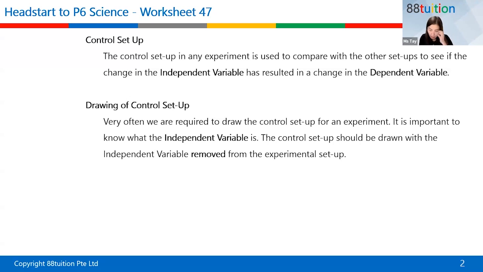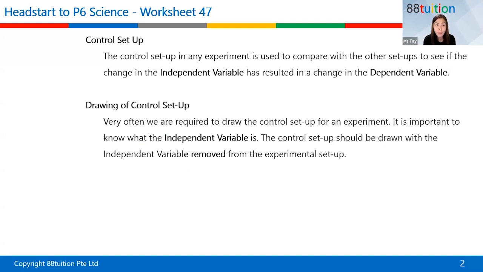All right. So drawing of the control setup sometimes is required. Sometimes you're not required to draw. You need to know how to draw. In order for you to be able to draw the control setup, you must know what is the change variable. So the control setup must be drawn with this change variable removed from the setup.